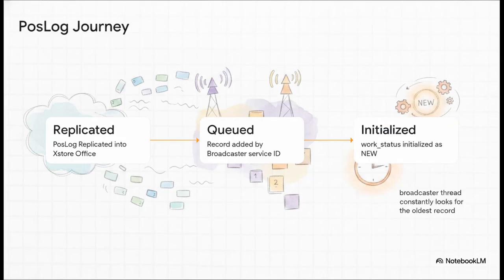The actual journey of a record through this table is pretty straightforward. First, a PosLog is replicated into Xstore Office. Second, for every broadcaster you have configured, a new record gets added to the queue, tagged by its unique service ID. So 2 broadcasters equals 2 separate records in the queue. Finally, the work status is immediately initialized as new. The system is always on the hunt for the oldest new record to start processing.